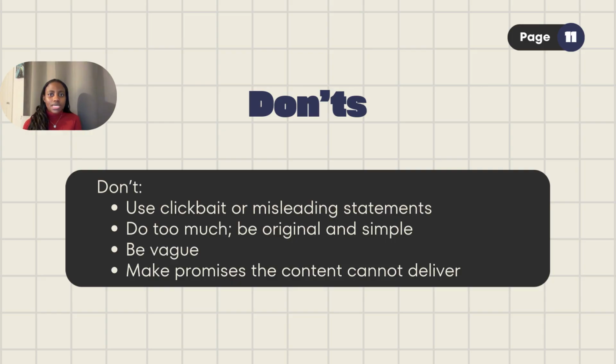Be original and simple. You only have a few seconds to capture someone's attention, so don't do too much. Don't take any chances. Be sure that you use statements that are clear and concise. Don't tell your audience something that you cannot deliver. Do not make promises the content cannot deliver. Don't tell your audience in the beginning, like maybe as the headline, something like 5 ways to make money in 2026, and you did not even mention the 5 ways in your content. That's such a big lie.